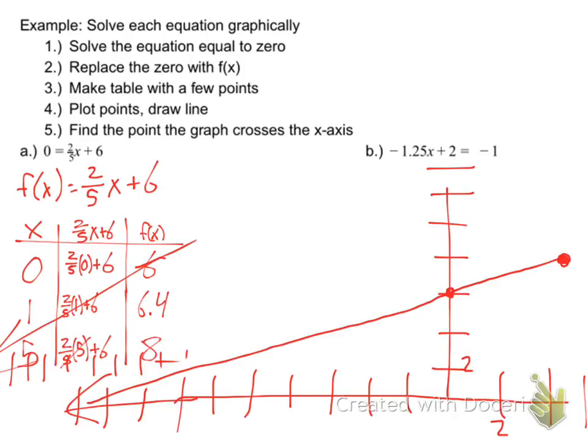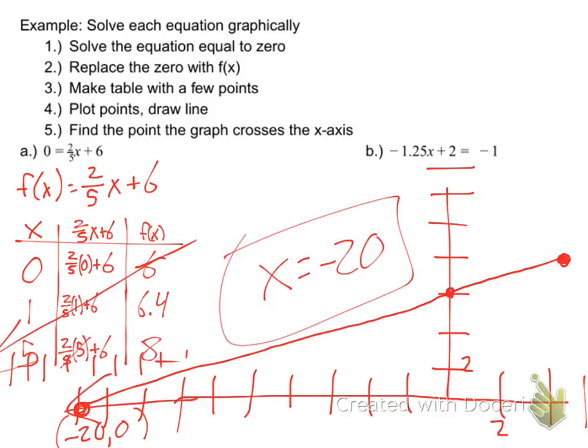So, if this was the case, that means this is 2, negative 4, negative 6, 8, negative 10, 12, 14, 16, 18, 20? Can we say that it crosses at negative 20? So we would say that that point would be negative 20 comma 0. Or we would say that we found our answer to be at x equals negative 20 should be our solution. That's what we're saying on our graph.